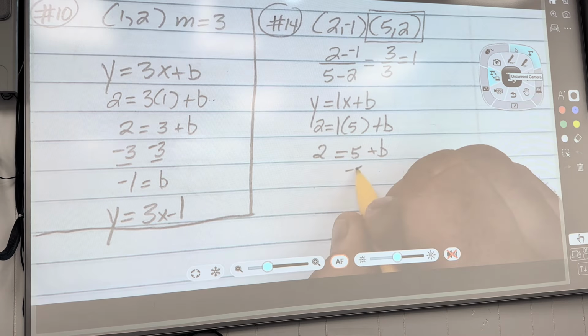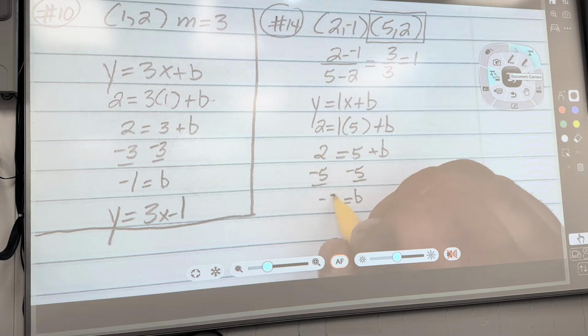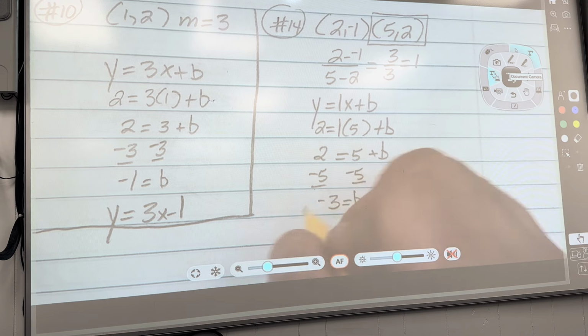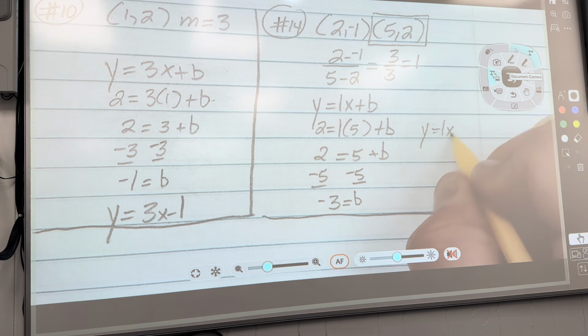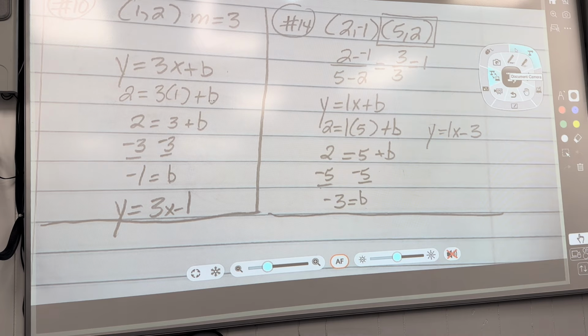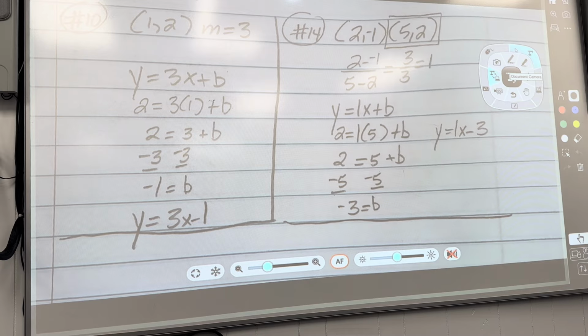Subtract 5 on both sides. And b equals -3. Put it all together. Y equals 1x minus 3. So that is a review of how to write an equation in slope-intercept form of a line that goes through 2 points. Let's bump to number 19.